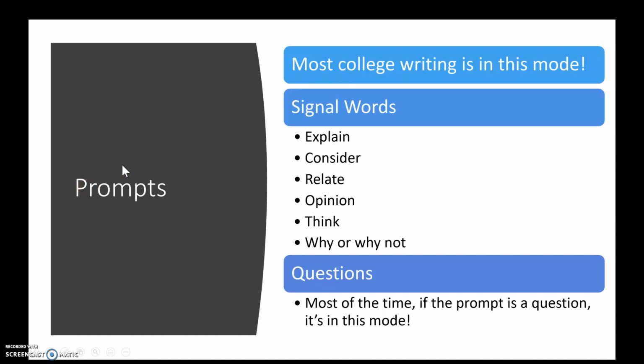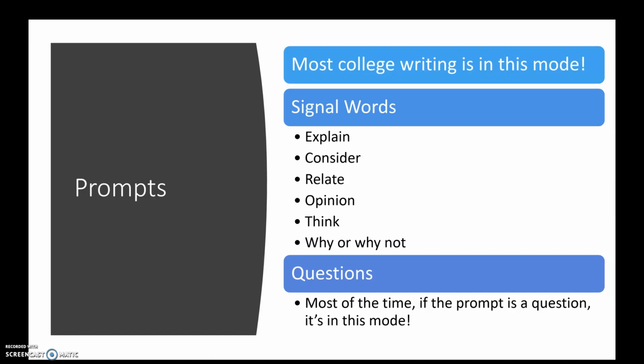Most college writing is in this mode. Is it persuasive or argumentative? It is the backbone of how we do analytical thought in higher education. So some signal words that you might want to look for: explain, consider, relate, opinion, think, why or why not. If you see those types of words or phrases, you're probably looking at a persuasive or argumentative paragraph or essay.